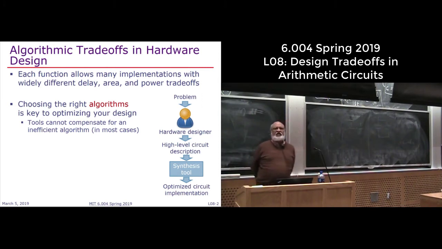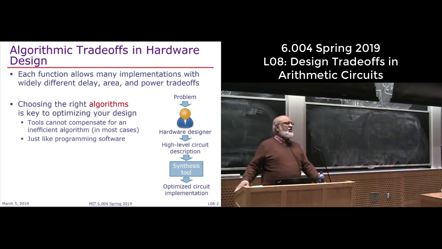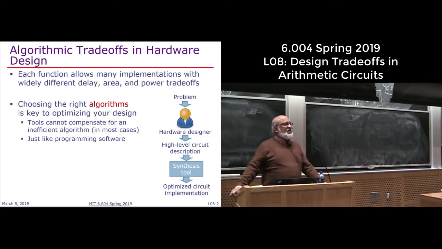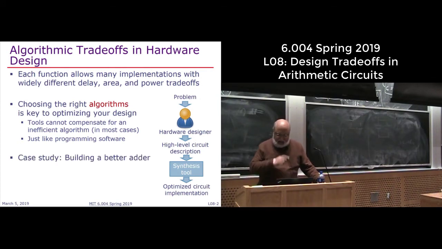So choosing the right algorithm is the key to design. You cannot compensate for a bad algorithm. I mean, this issue is exactly the same in software. That's why algorithms are prime, right? Algorithms are very, very important, regardless of what we do in computer science. But algorithms don't exist in a vacuum. They exist under some cost model. And the hardware cost model is sometimes different than software cost models. And again, that will become clearer in this lecture.